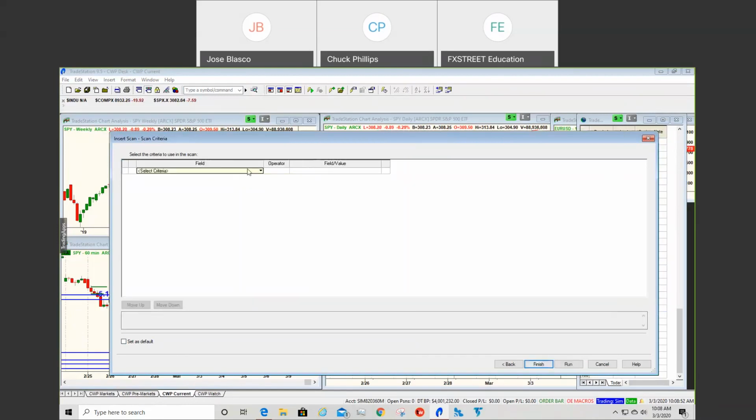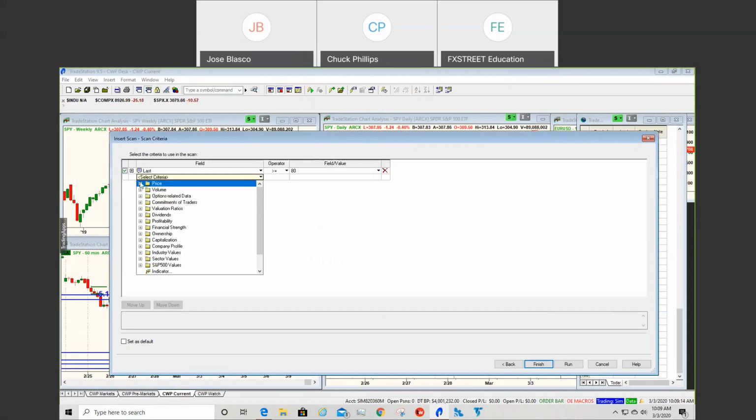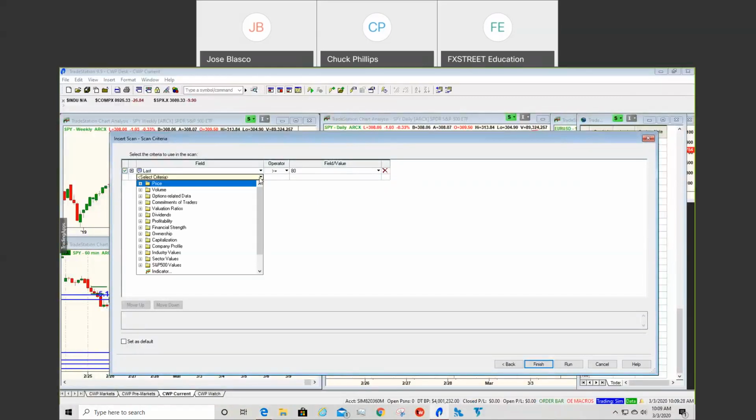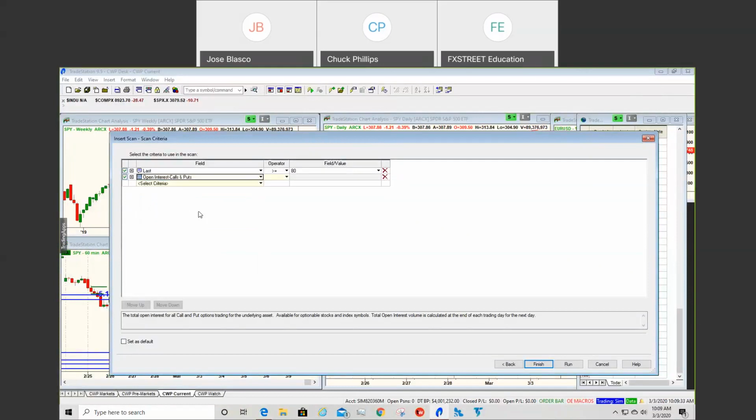All right, so next, price. Start with price. We're going to do last. Equal to or greater than $80. Let's see here. What did I say? Go back one slide. Oh, yes. Okay. We want open interest, options related data, open interest calls and puts. I'm just going to put 1,000 in there. That's way low. I don't care. All I want to do is know that it is optionable. If there's no open interest, even that low, chances are there's no options. If there's no options, I can't do a credit spread. So I don't need to look at that stock, right?